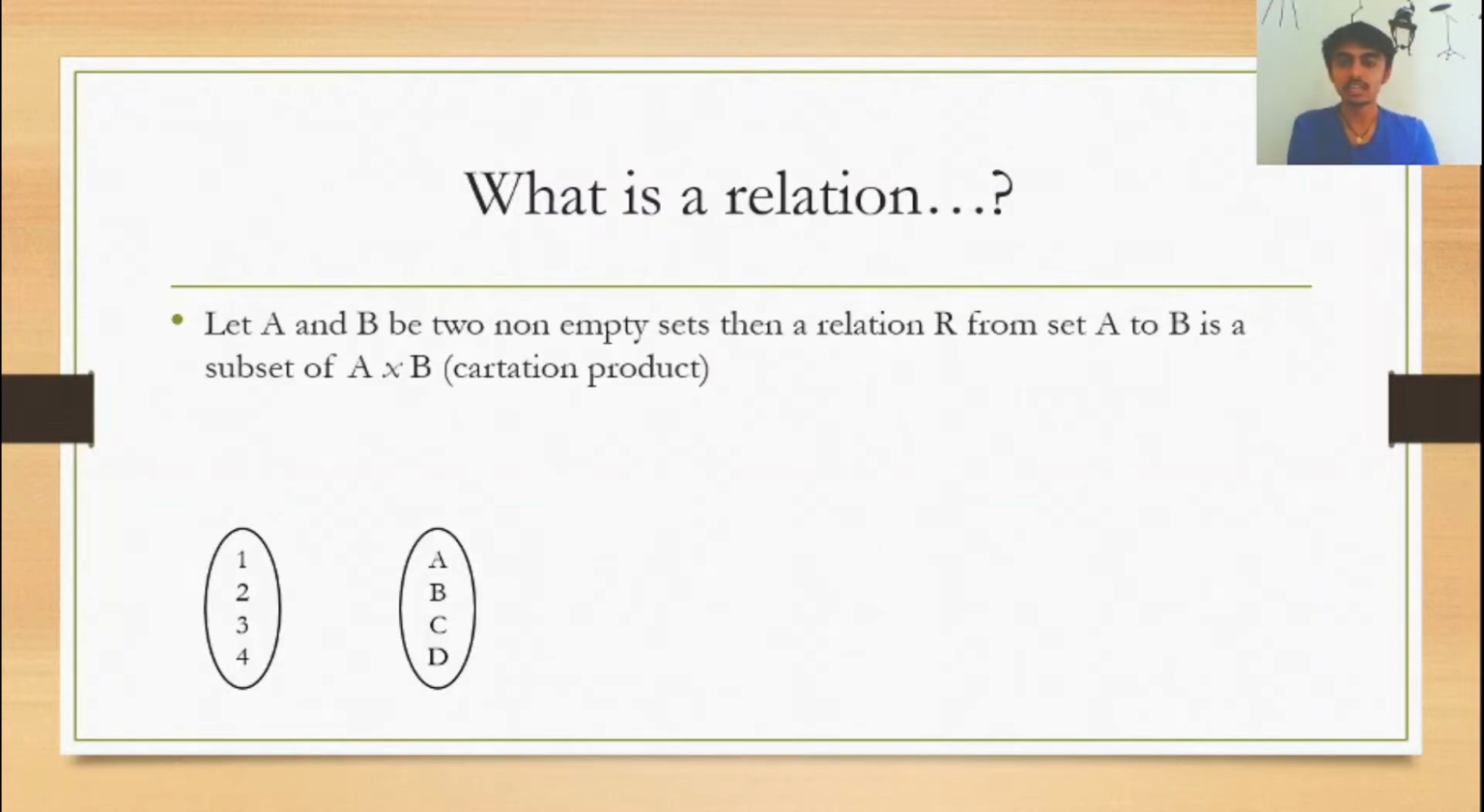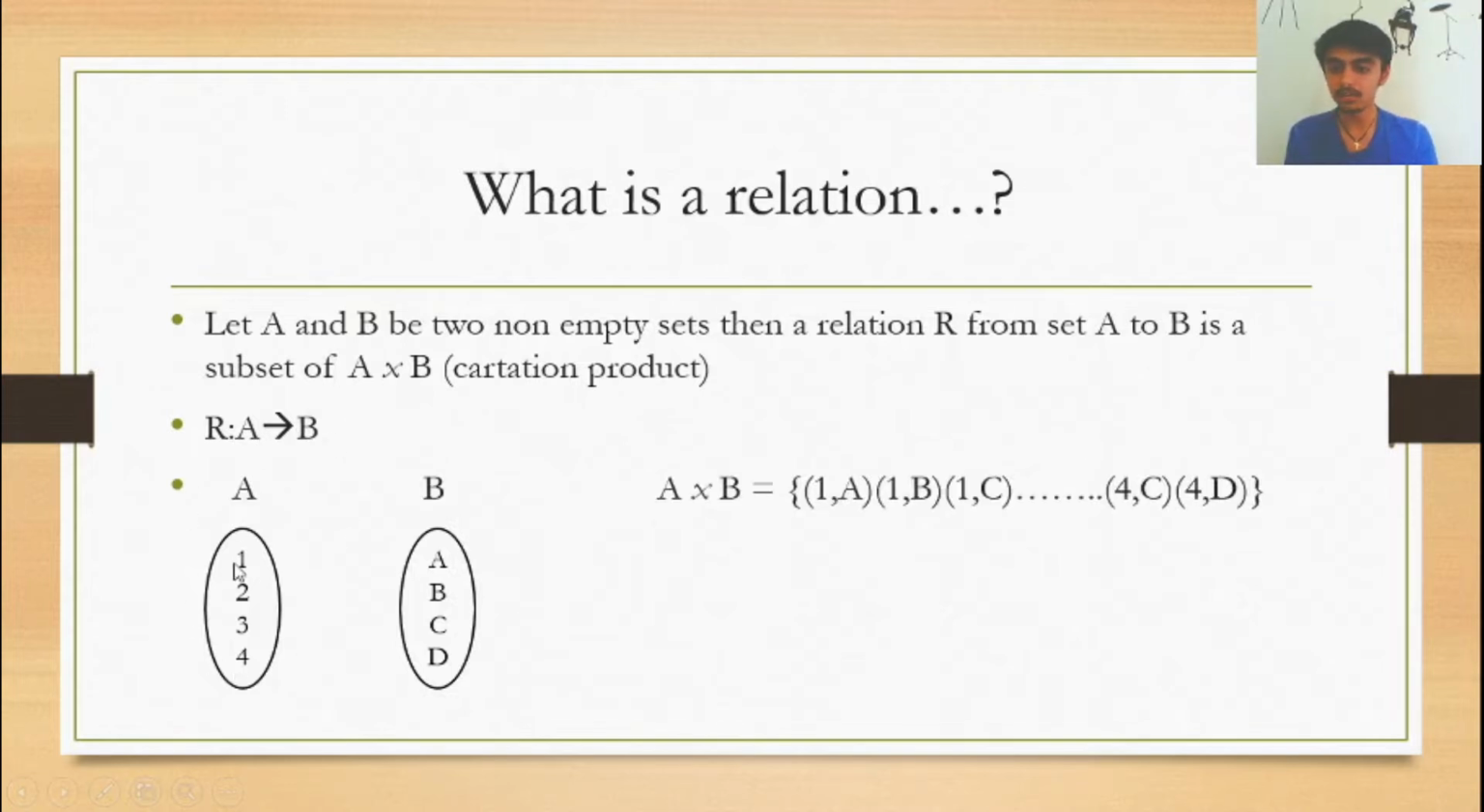Let A and B be two non-empty sets, then the relation R from set A to B is a subset of A cross B. That is the Cartesian product. You have definitely learned in 11 what the Cartesian product is. It is written as R such that A to B.